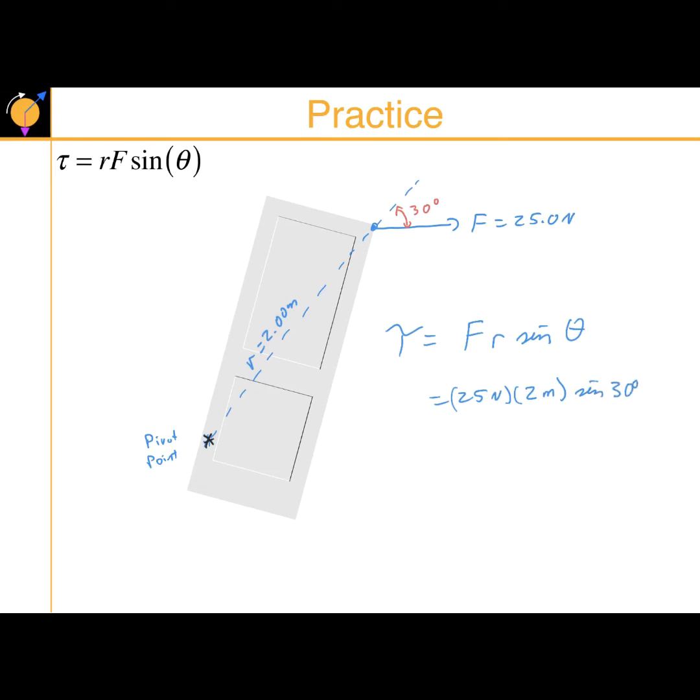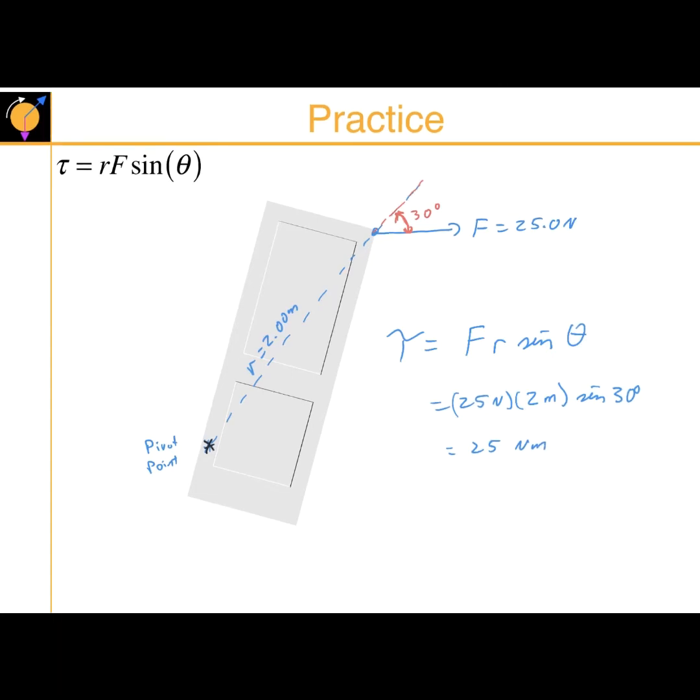Remember, the angle has to be the angle that the force makes with the line here coming from the pivot point. And when I plug everything in, I get 25 times 2 times sine of 30, and sine of 30 is a half, so I end up with 25 Newton meters. So that is the torque in that case.